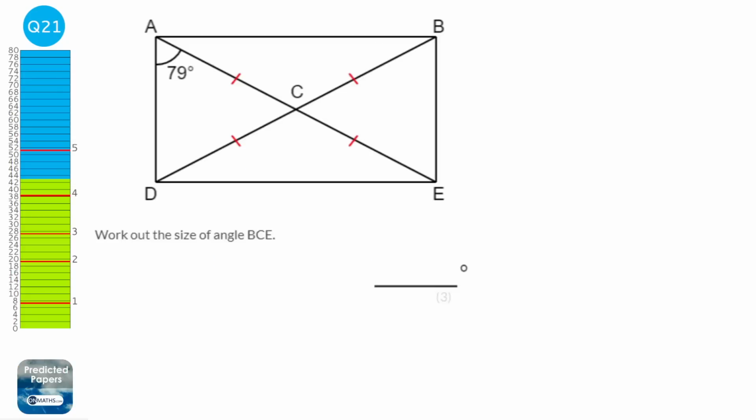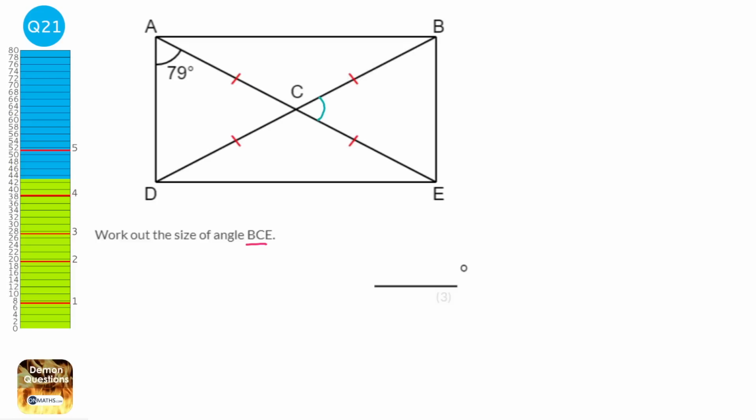So we're asked to find angle BCE, and that is going to be this one here, because you start at B, go to C, and then go to E, and it's the angle you make. And I might just choose a different colour, because we've already got red on here. So we're looking for this angle here.